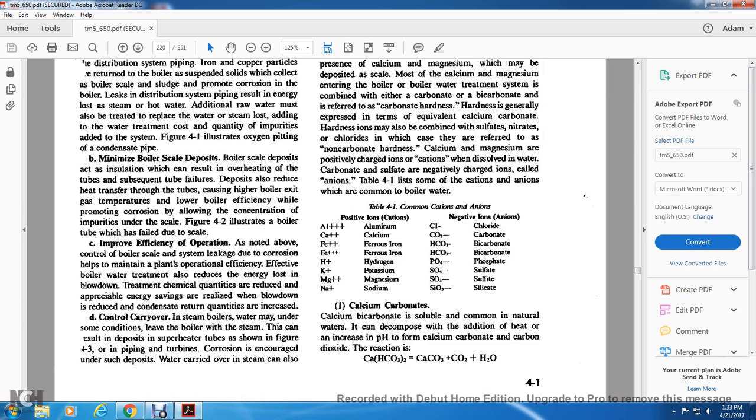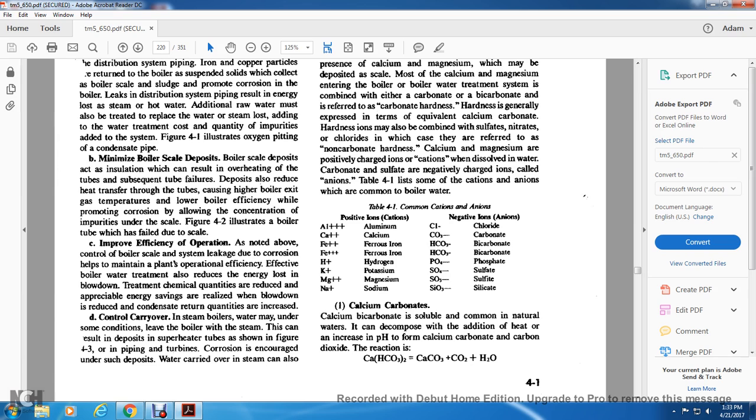B. Minimize boiler scale deposits. Boiler scale deposits act as insulation and can result in overheating of the tube and subsequent tube failures. The deposits also reduce the heat transfer of the tubes, causing higher boiler exit gas temperature and lower boiler efficiency, while promoting corrosion by allowing the concentration of impurities under the scale. Figure 4.2 illustrates a boiler tube which has failed due to scale.